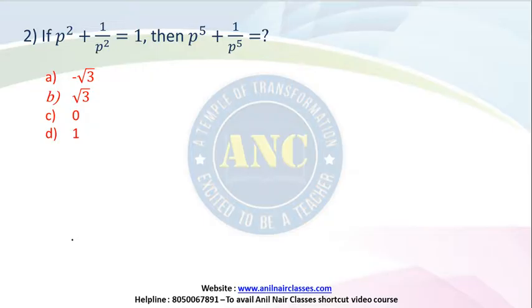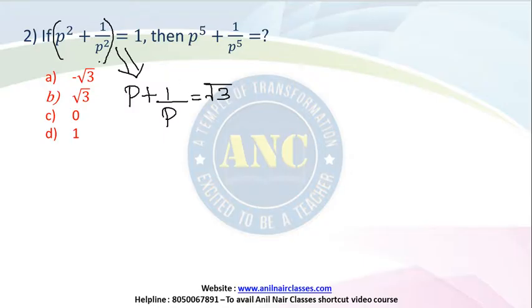In the question they have given it as x square plus 1 by x square. I just changed the variable to p, as p square plus 1 by p square. That's the only difference. Now see here, p square plus 1 by p square equal to 1. That means from this I can directly write it as p plus 1 by p equal to root 3. Both are absolutely the same. We have proved it also. Now we are interested in finding p power 5 plus 1 by p power 5.